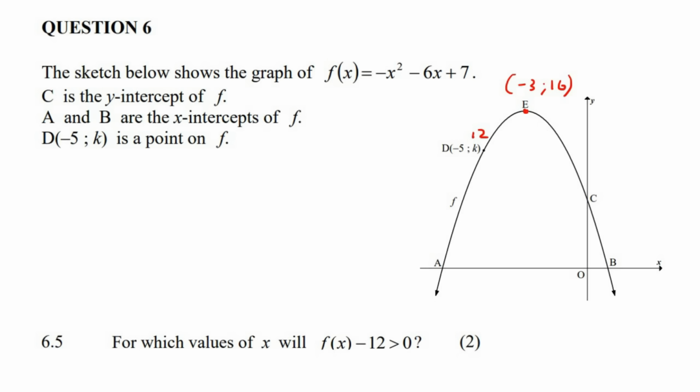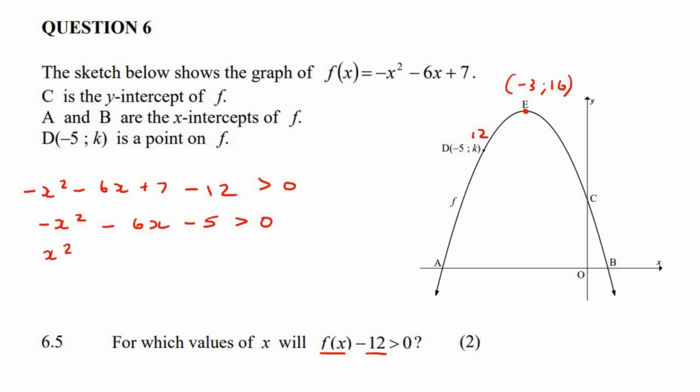This question says, for which values of x will f of x minus 12 be bigger than 0? So what I would do is take the original equation, negative x squared, take away 6x plus 7, and then minus 12, because that's what they're doing here, f of x minus 12, and make that bigger than 0. That's going to give us negative x squared, take away 6x, minus 5, bigger than 0. You could leave it like this, but I don't like having a negative in the front, so I'm going to divide everything by a negative.